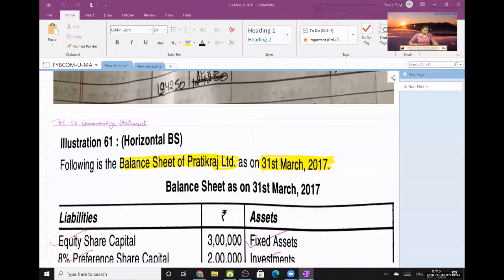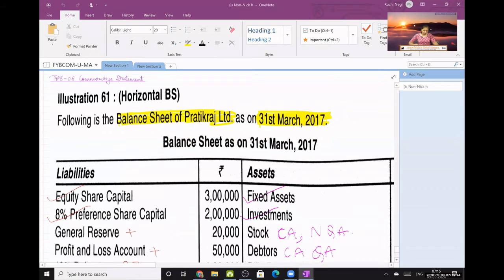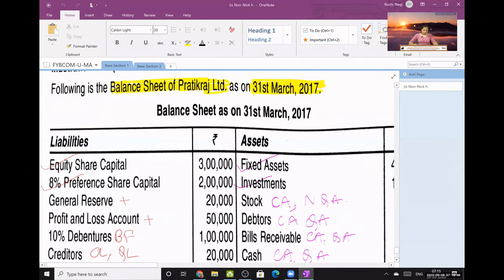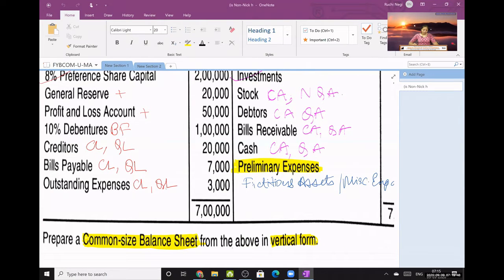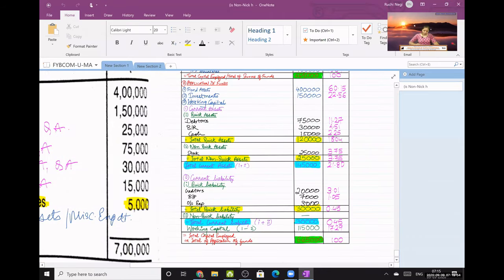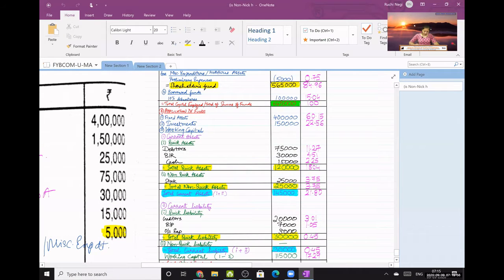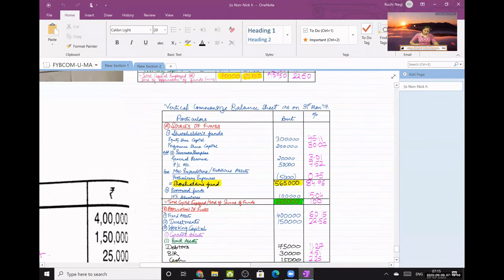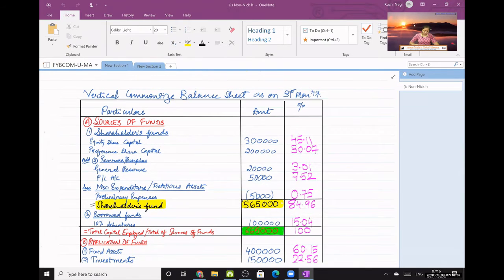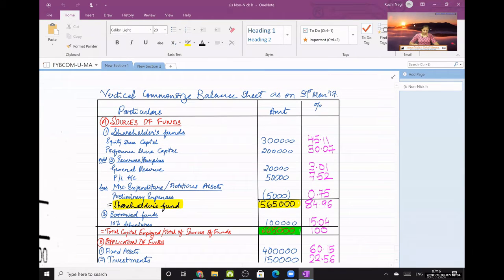So last lecture, I had started this common size statement. This was an old balance sheet which we were supposed to convert into a common size new balance sheet format, vertical form. So this is what I had done, the vertical common size balance sheet. Okay, so this was the sum.